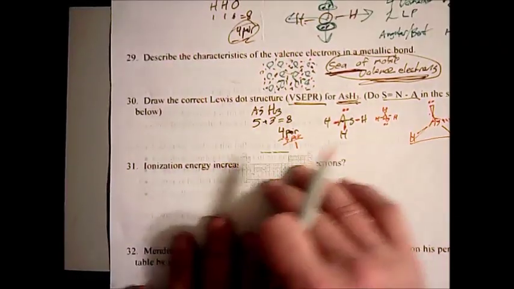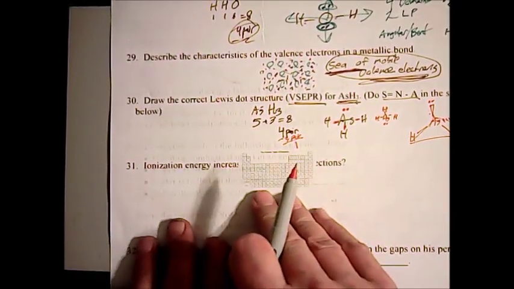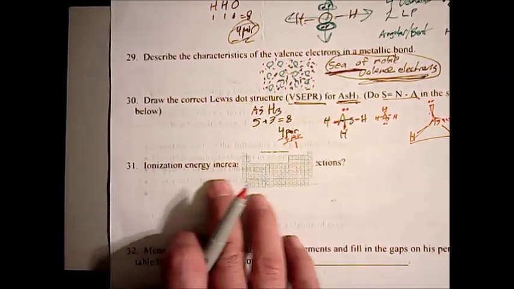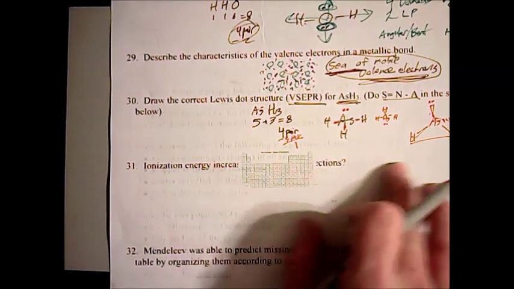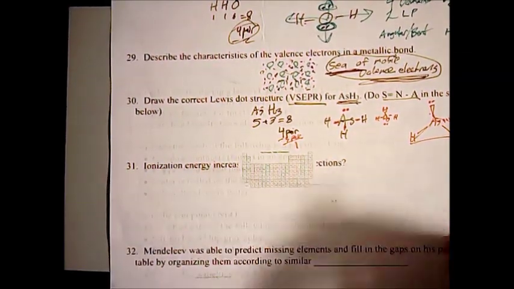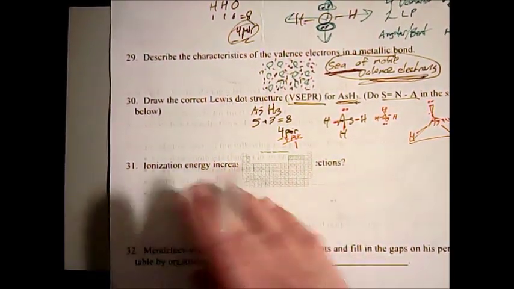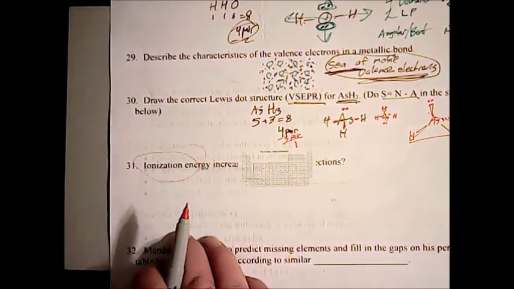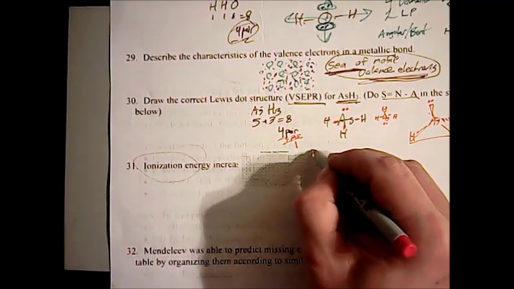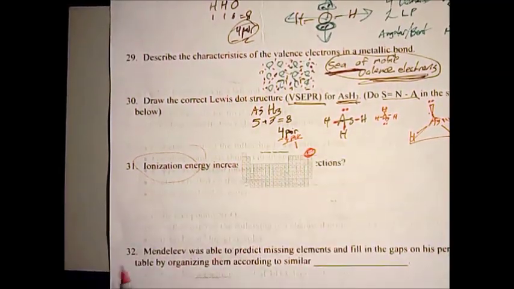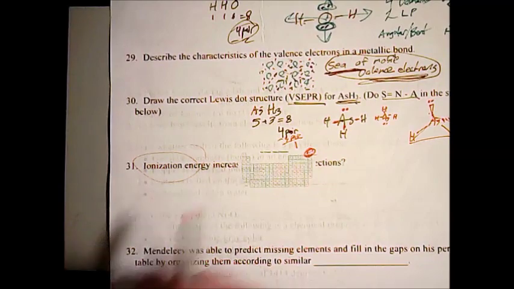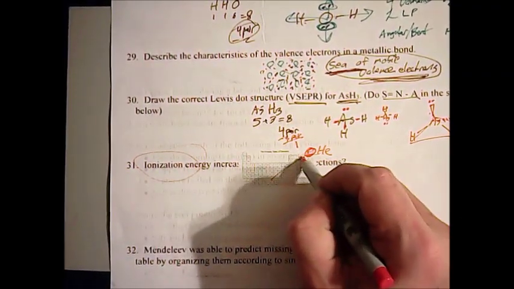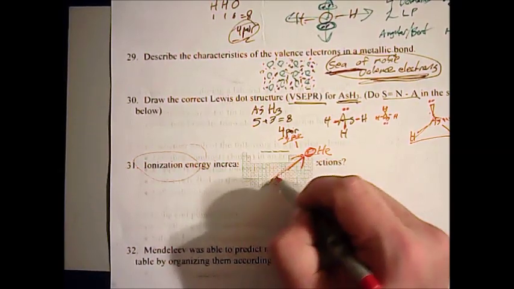The next question, it looks like we've got things covered up where we can't see it in this picture anyway, but it says ionization increases blank direction. So what happens to ionization energy? Ionization energy is how hard it is to take an electron away from an atom. And that guy right there has the highest ionization energy, helium, He. So it increases as we go up and to the right.